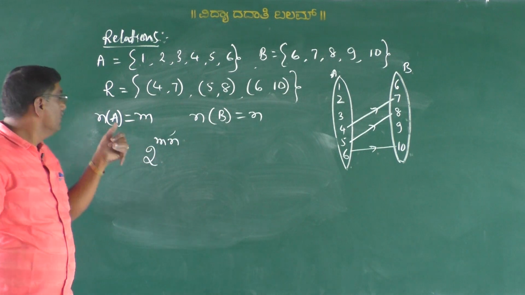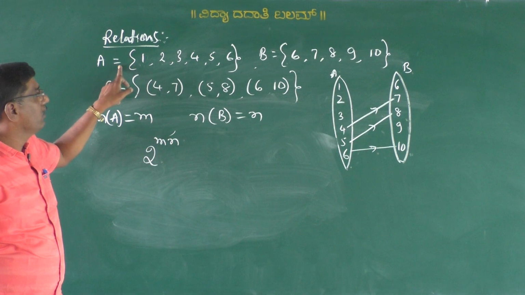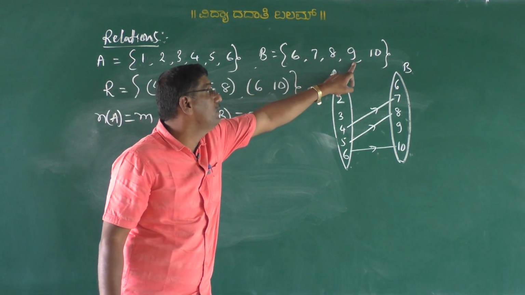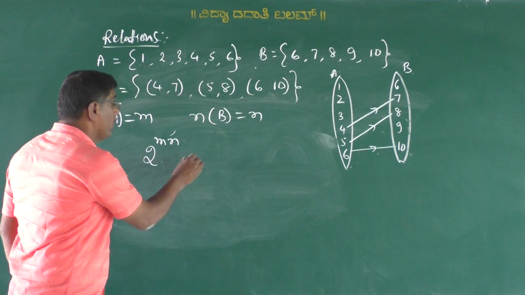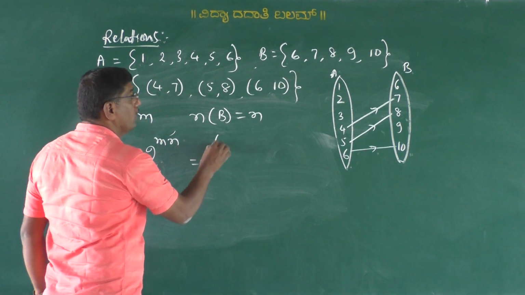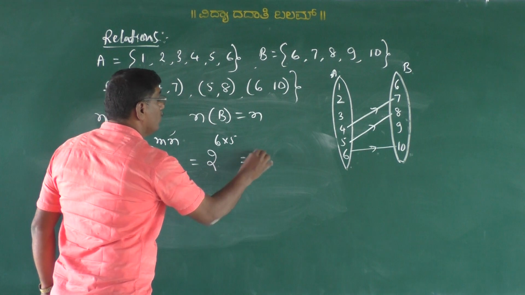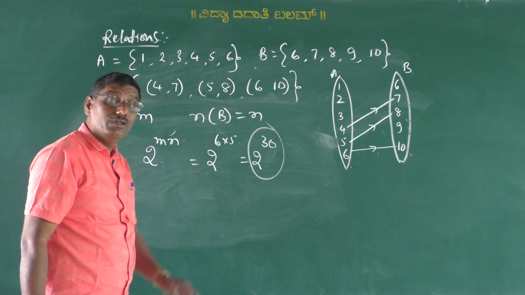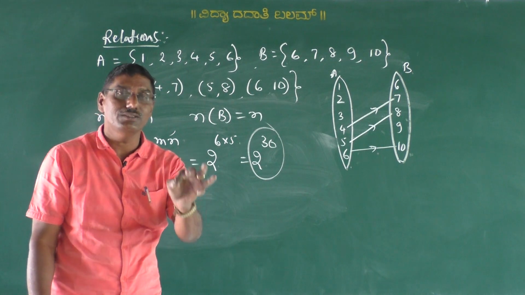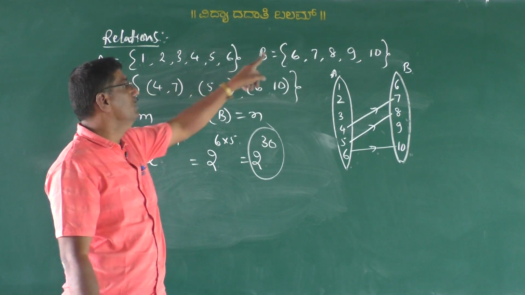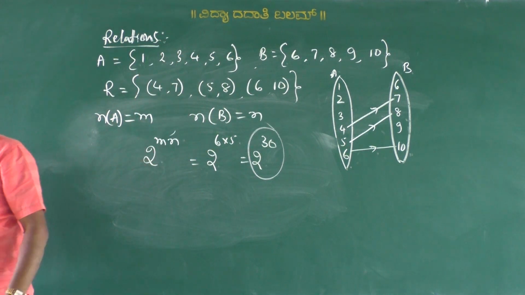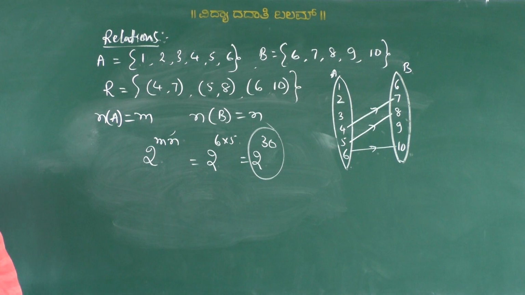2 to the power of mn. If set A consists of how many elements? 6 elements. Here B consists of how many elements? 5 elements. That means we can write 2 to the power of 6 into 5, that is equal to 2 to the power of 30. 2 to the power of 30 relations we can construct for these two sets. Have you all understood? Yes, my dear students. Okay.